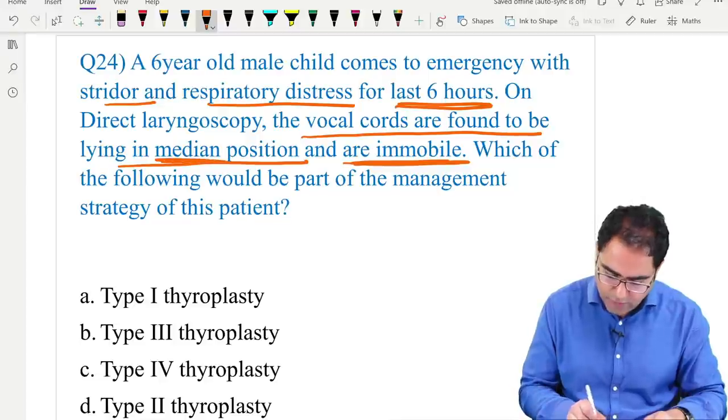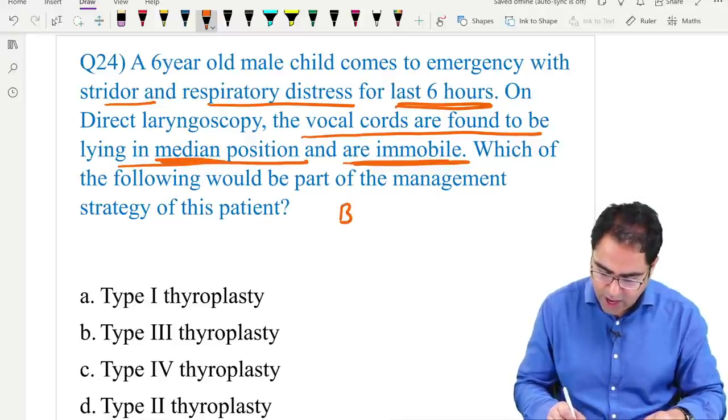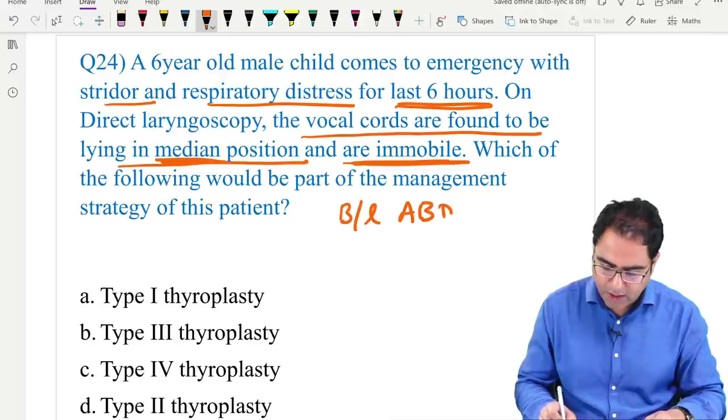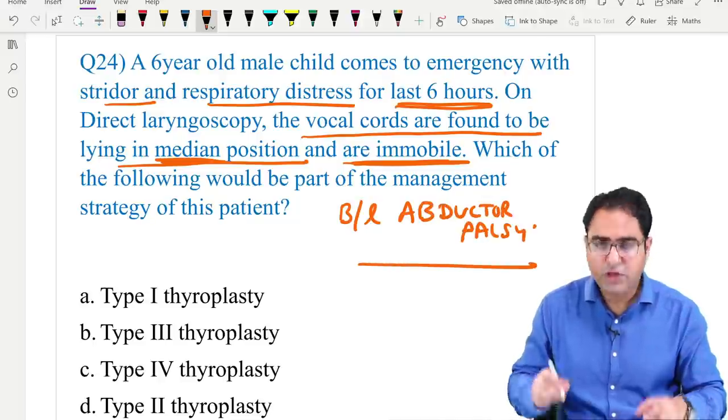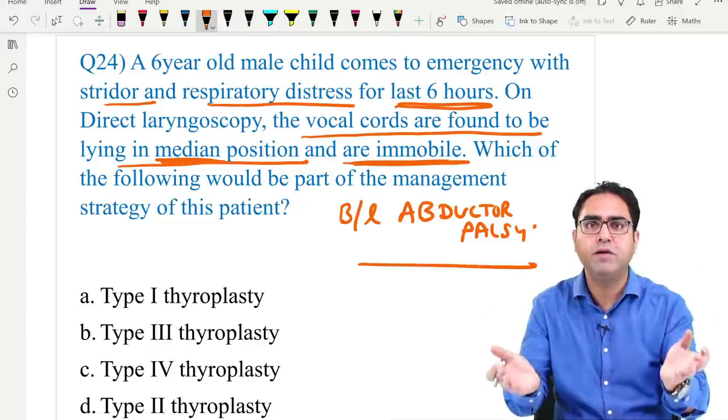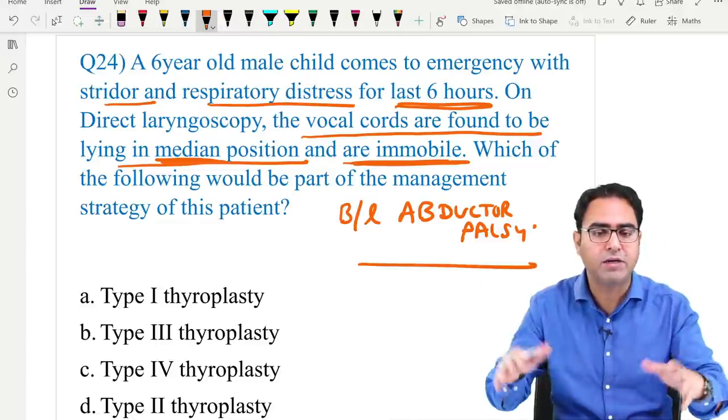So, the cords are in which position? Median position. Please understand, again, it's a case of bilateral abductor palsy. The cords are in midline, na? Which movement is absent? Abduction absent is labeled as bilateral abductor palsy, beta.